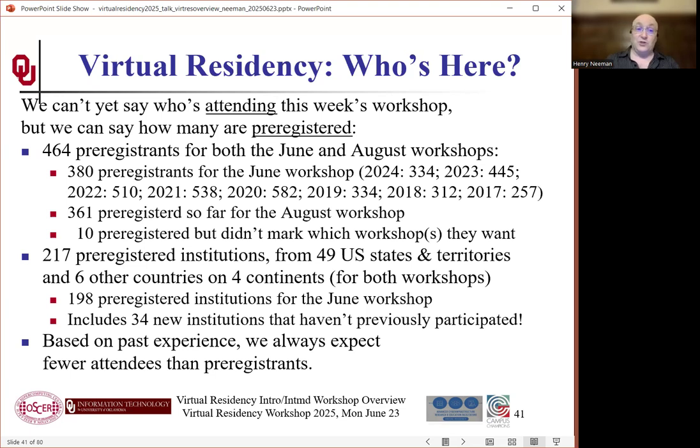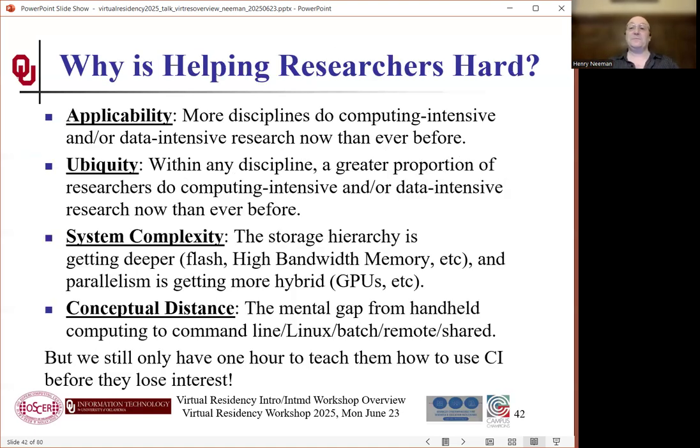In terms of institutions, we have 217 pre-registered. 198 of those are pre-registered for this workshop, and that includes 34 new institutions. Now, of course, not everybody who registers will actually show up, and based on past experience, not everybody who shows up bothers to register. So we have imperfect information, but we probably expect 2/3 of the number of people who pre-registered as the number of people who actually show up.